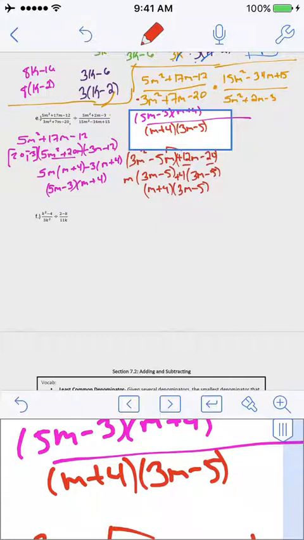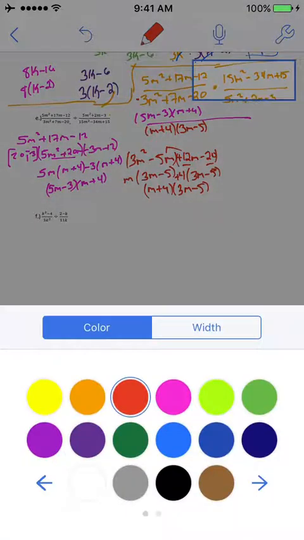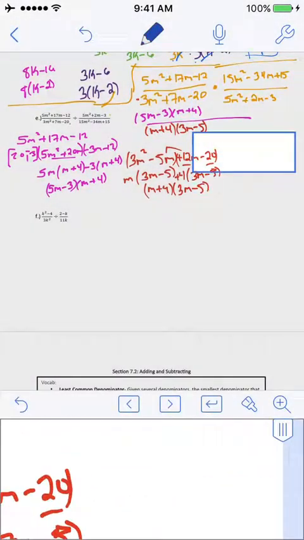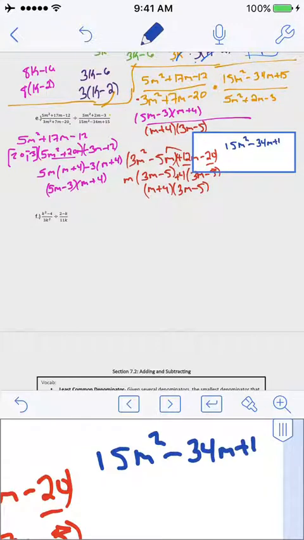Cool. Well, let's take a look at the 15. Let's do that one in blue. 15m squared minus 34m plus 15. Let's see, 15 times 15 is 225. Two things that multiply to 225 and add to negative 34. That one is a little trickier because it's a little bigger. Unfortunately, there's no GCF, so I can't take it out.